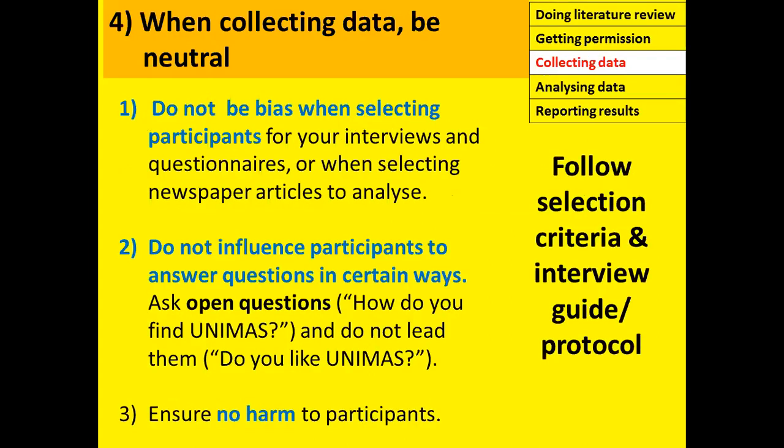Number 4, when collecting data, we need to be neutral. We cannot be biased when we select the participants for the interviews, for the observations, or even when we select text like newspaper articles for analysis. This is the very first step because we are analyzing the data, we are reporting results based on the data. If we already tamper with the data in the first place, that means the results will already be biased. We are playing with it from the very start.